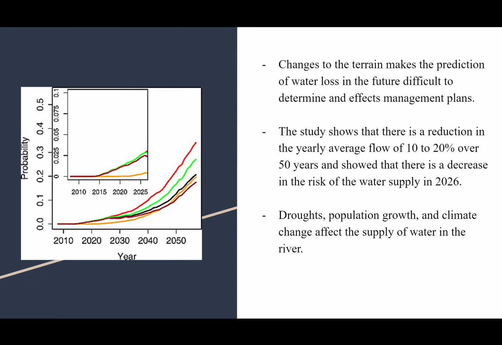The terrain itself is changing over time and people have a factor in causing changes, which makes it hard to predict what it will be like in the future. This also ends up affecting the management plans in the future. In the study, it was found that there is a reduction in the yearly average flow of 10 to 20% over 50 years. Having lots of droughts, population growth, and climate change affecting the flow of the water are all threats to the water supply in the Colorado River.